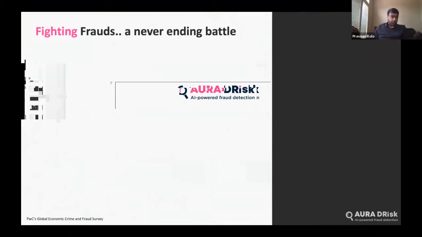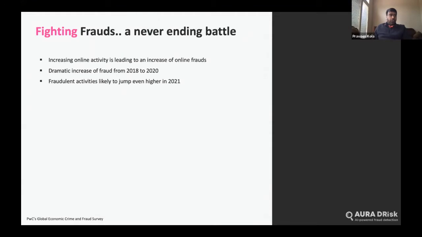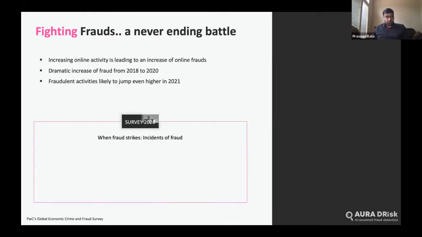So what we are talking about is fighting fraud, and it is a never-ending battle. As you all know, online activity increased a lot, especially during the pandemic, and that also increased online frauds. That also increased the frauds in any transactions, whether it is financials or insurance claims or anything of that sort. Especially we have seen this increase over the last 2 years, and it jumped even higher in 2021 and so forth.